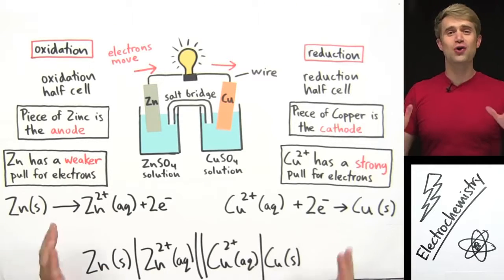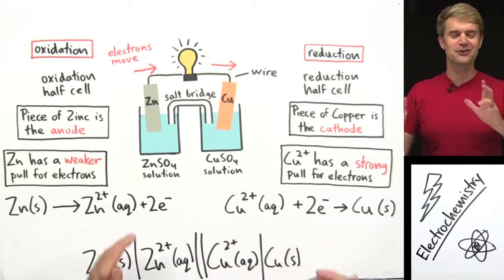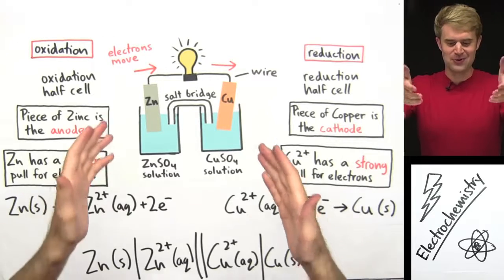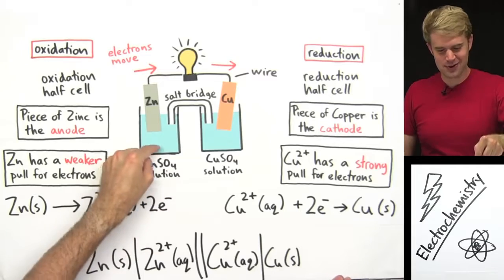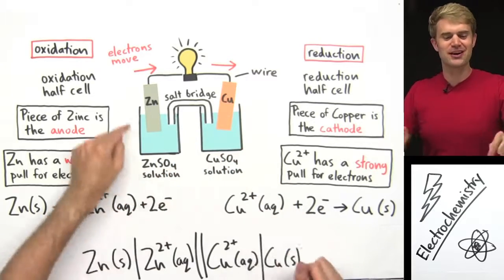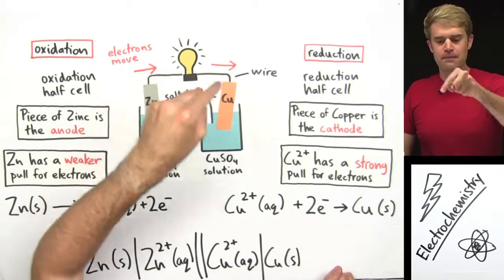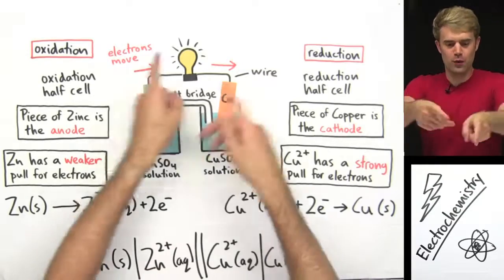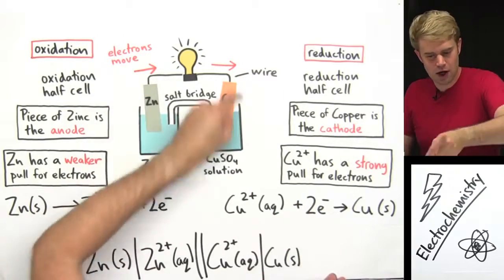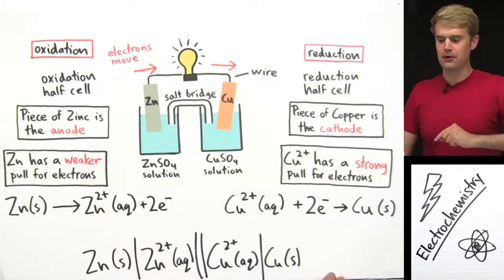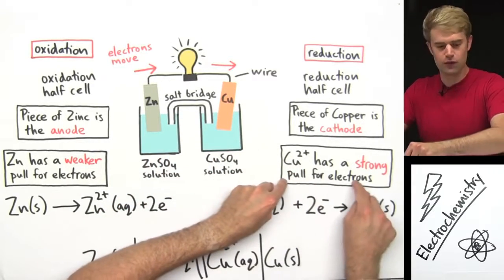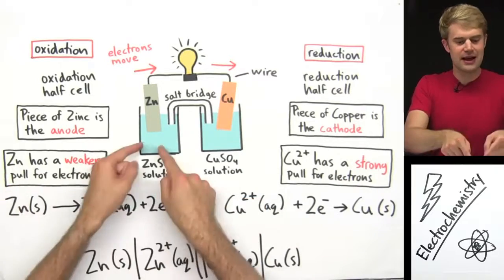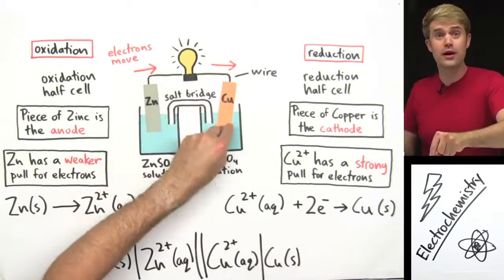Wow, so we just learned so much about galvanic or voltaic cells. Okay, so here's the basic structure of a voltaic cell. We have the zinc sulfate solution here, copper sulfate solution here. We have zinc metal and copper metal. Now, when we hook this all together, electrons start flowing from the zinc to the copper. And that's because copper that's in the solution has a strong pull for electrons, whereas the zinc has a weaker pull, so the copper wins.